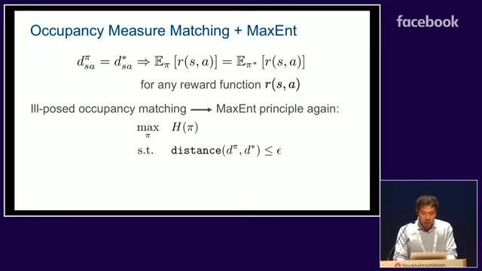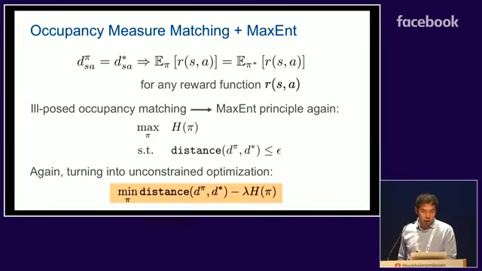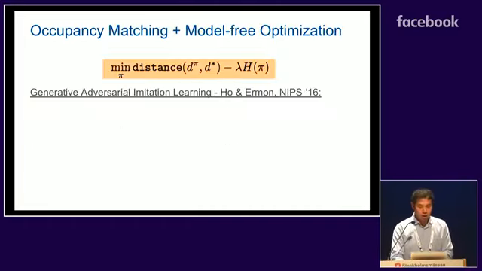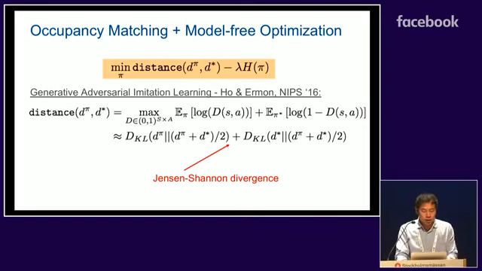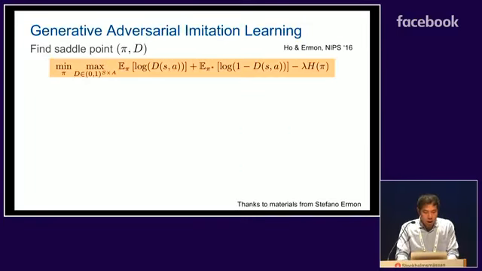And again, forming the Lagrangian and turning this into an unconstrained optimization problem, we arrive at this highlighted objective. And note that in general, there are many ways for us to pick the distance metric between d pi and d star. And so now we arrive at the formulation which is the great starting point for generative adversarial imitation learning, or GAIL, from Ho and Ermon in 16. In particular, the distance function that they consider took this form, which is also referred to as the Jensen-Shannon divergence. And so this is the final optimization objective of GAIL.